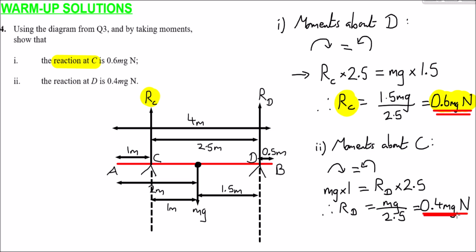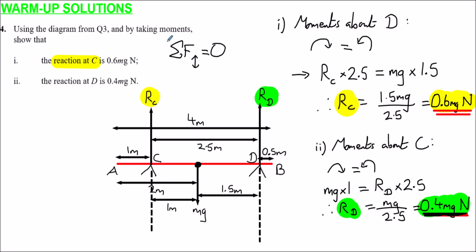So that's what we have. Now I need to mention another alternative way we could have done this as well. So reaction from D is 0.4 mg. Rather than having to take moments about C, we could have just worked out the sum of the forces, the total of the forces in any given direction, for example up and down, would have equaled 0 because this system's in equilibrium. It's not moving or accelerating.